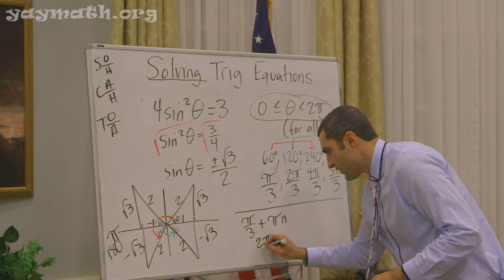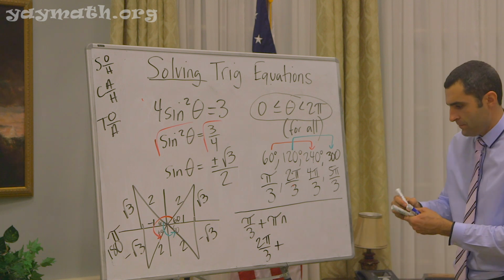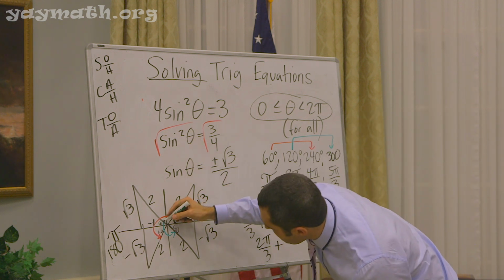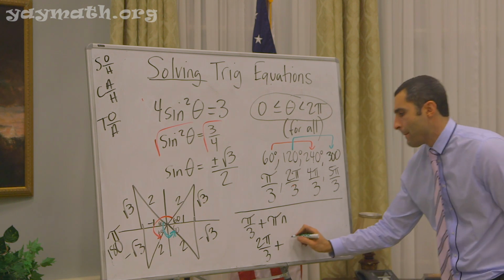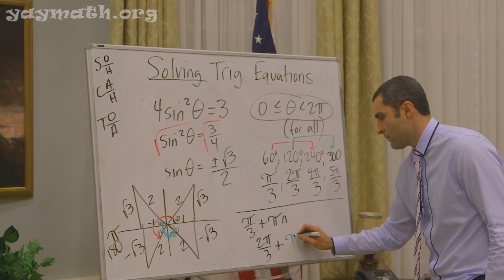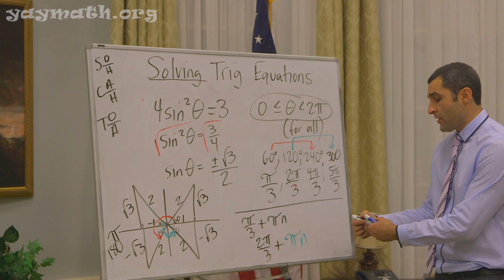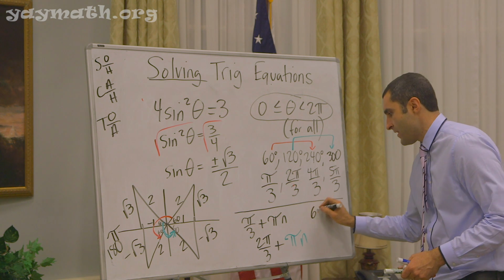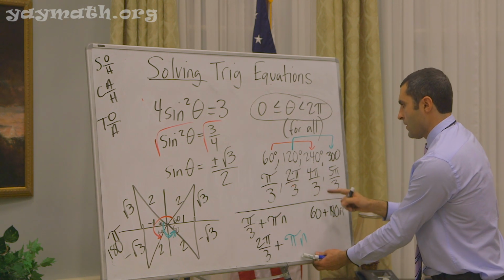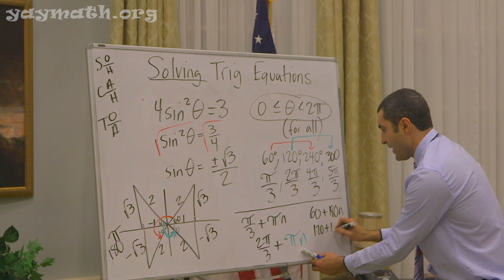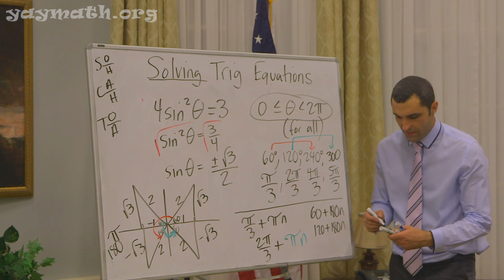2 pi over 3 plus what to get there? How much pi is this? Half a revolution is pi. 180. If you wanted to do it in degrees, it's really not so bad. It's 60 plus 180n, or it's 120 plus 180n. Awesome. Very good.